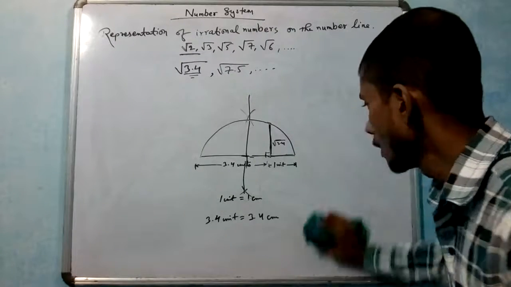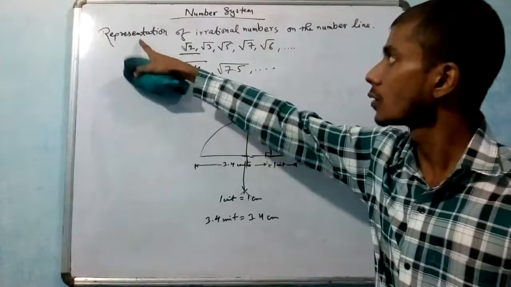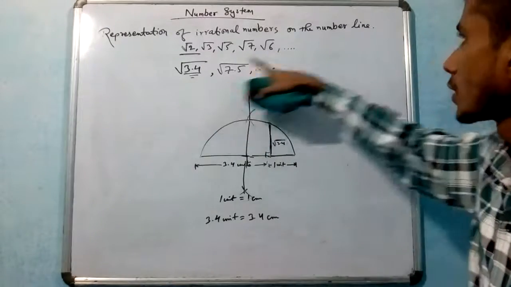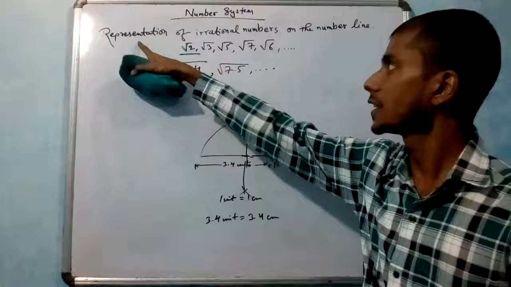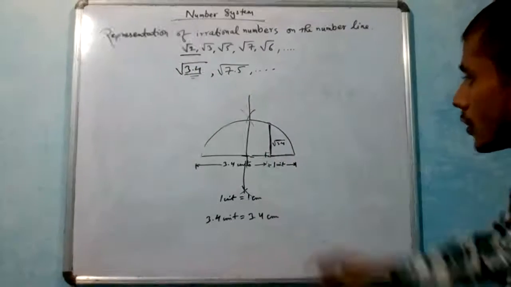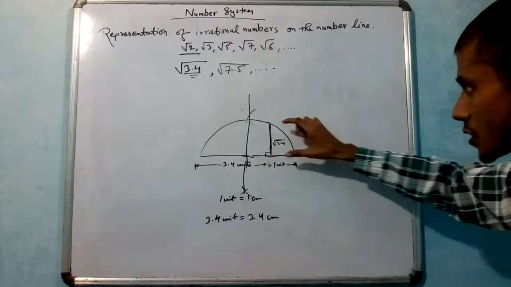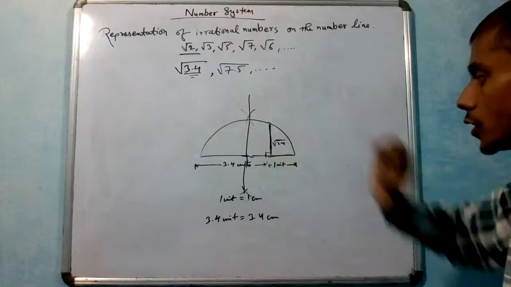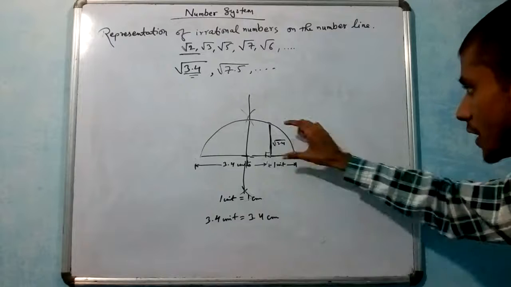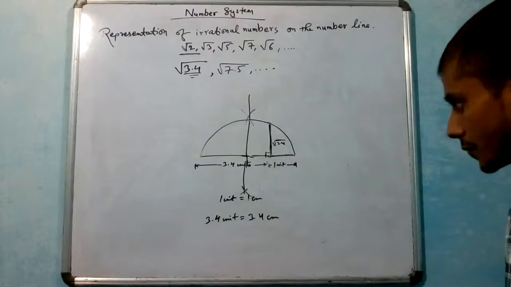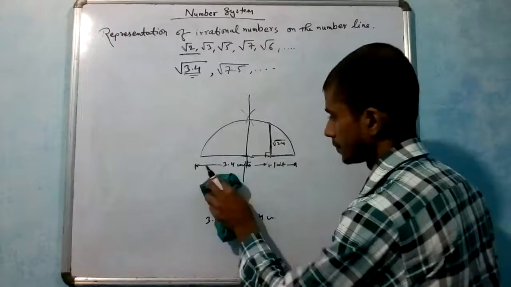Now what to do? We actually are representing this value on the number line. So we got this value. This much is the length. We got it from our construction. We got this much as the length of root 3.4. We need to represent this on the number line or not? Yes, we need to represent. Okay.